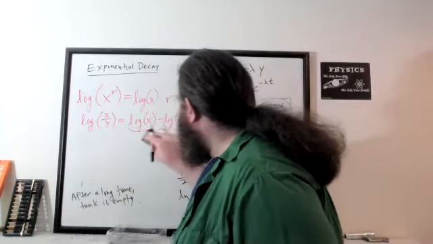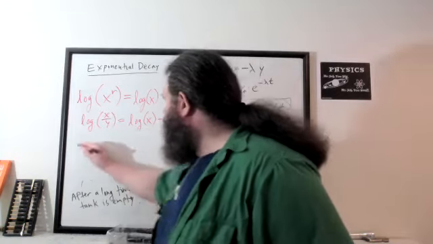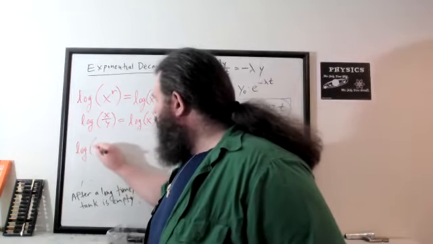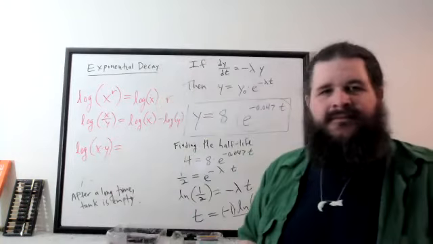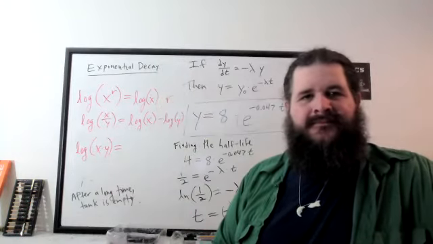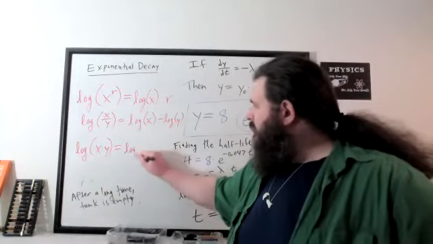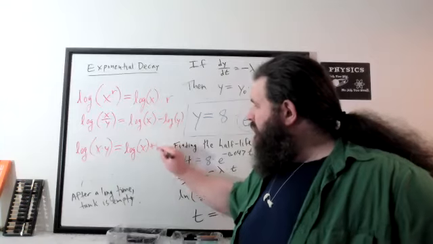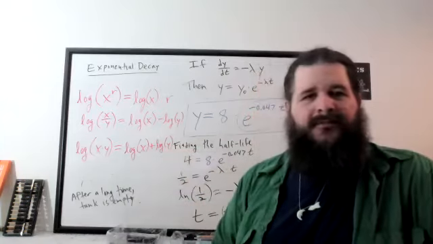And then one other important property, if you've got multiplication inside the logarithm of x times y, how can that be split up? Is it log x plus log y? Exactly. The multiplication inside the logarithm can be split up as addition outside the logarithm.